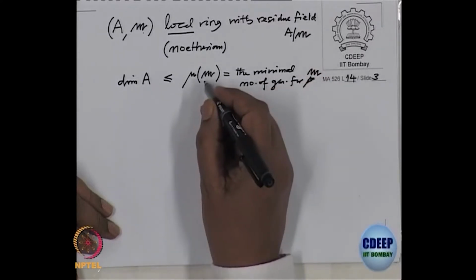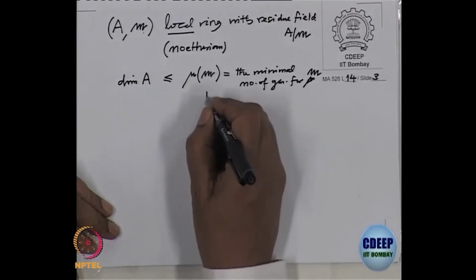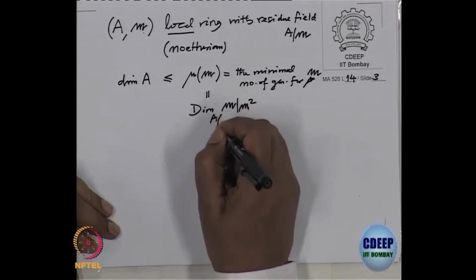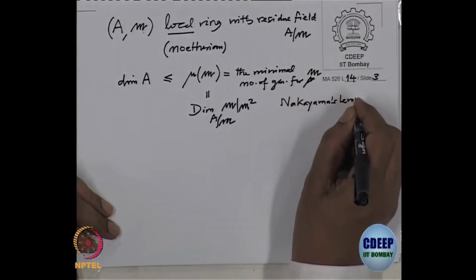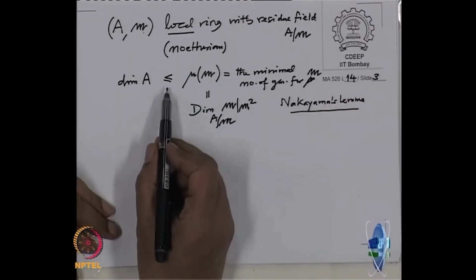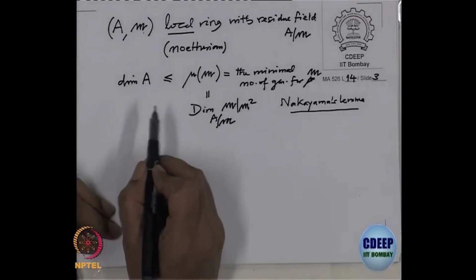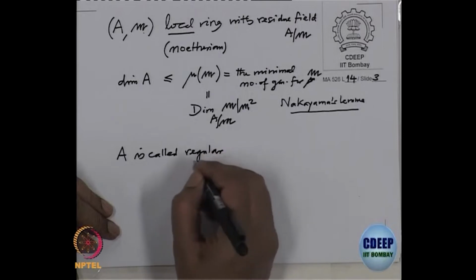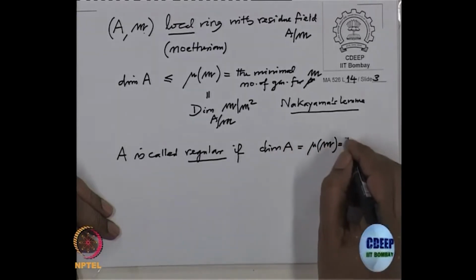This is well defined: any two minimal sets of generators for M have the same cardinality, and that cardinality is nothing but the vector space dimension of M/M^2 as a vector space over A/M. This is Nakayama lemma. So, it can be a strict inequality, but when it is equality, those rings are very important and they are called regular local rings. So, that is the definition of a regular local ring. A is called regular if the Krull dimension of A is equal to the minimal number of generators for M, which is the vector space dimension of M/M^2.